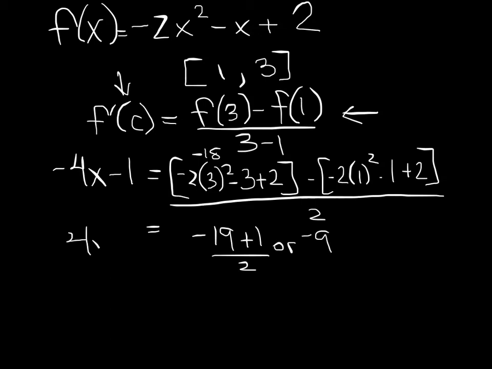So negative 4x minus 1 equals negative 9. So we add 1, negative 4x equals negative 8, and therefore x equals 2, which was D. So at 2, the instantaneous rate is equal to the average rate of change between x is 3 and x is 1. Hope that helped.